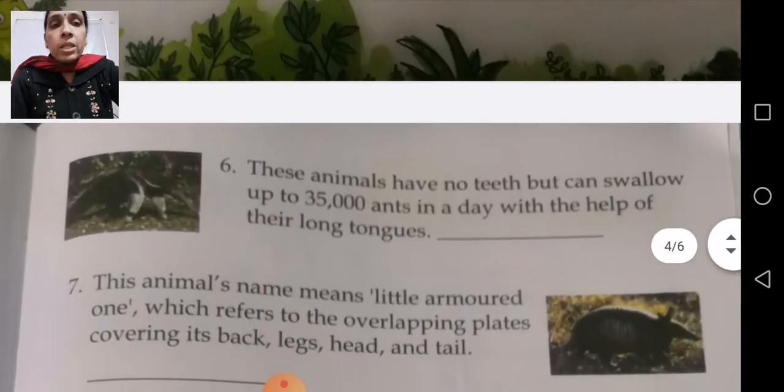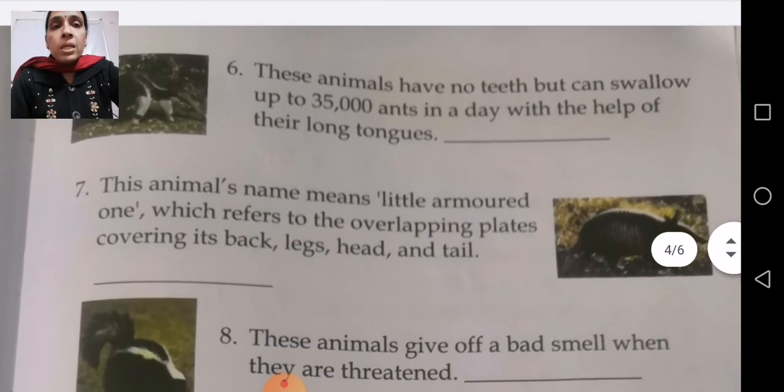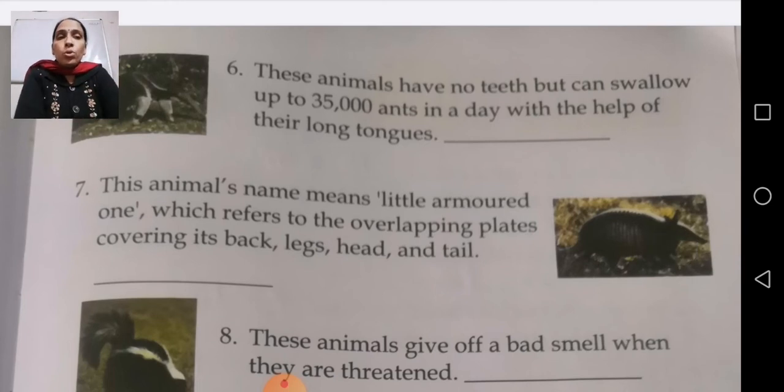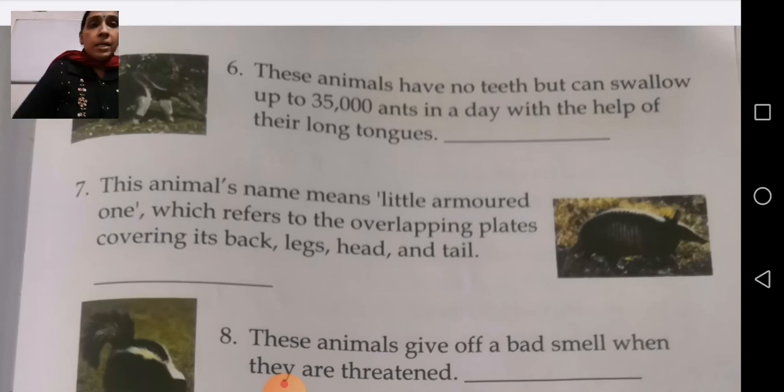So now we'll come to the next page, that is number 6. These animals have no teeth but can swallow up to 35,000 ants in a day with the help of their long tongues. So these animals that eat ants are known as anteaters. So 35,000 ants are eaten in a day. So here the name of the chapter is ants in a day.